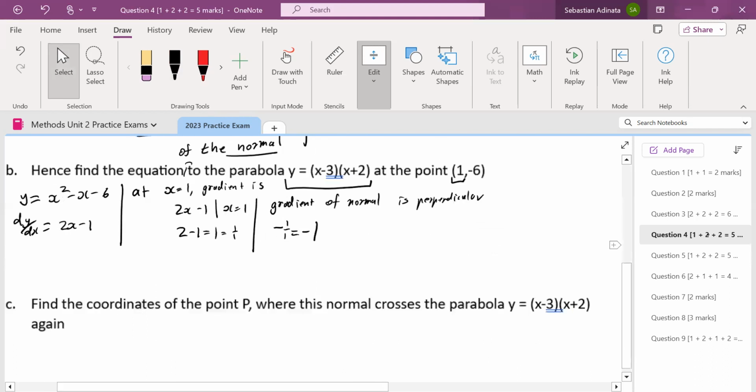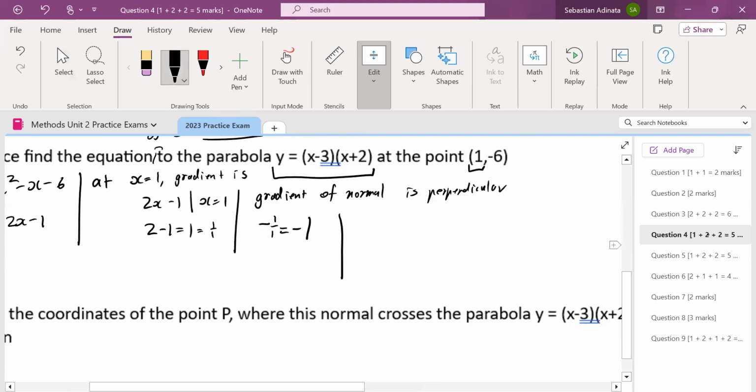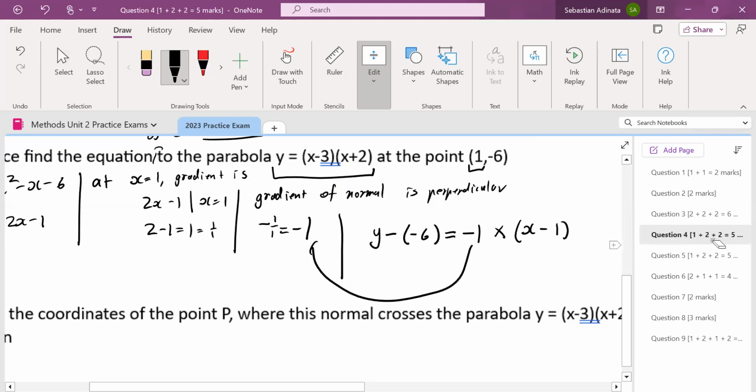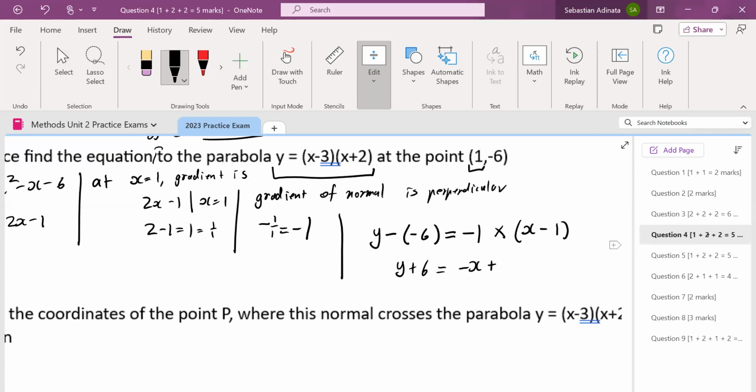So in order to find the equation of the graph, we have y minus the y value equal to the gradient times x minus the x value. So this is from here, this is from here, and this is from here. The answer will be y plus 6 is equal to negative x plus 1, which is y equal to negative x minus 5. That is your answer.